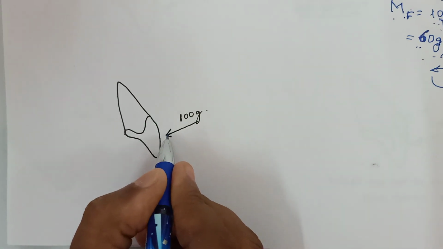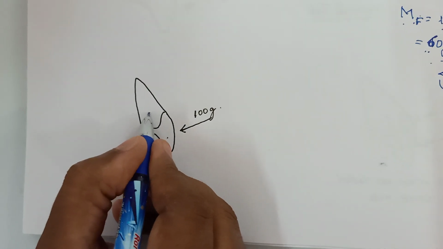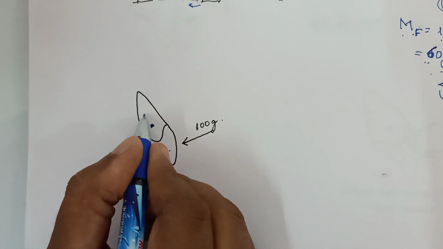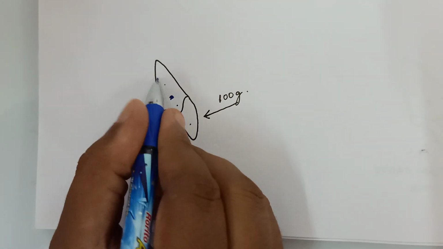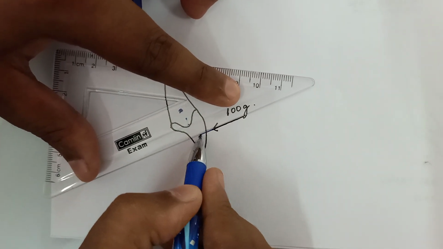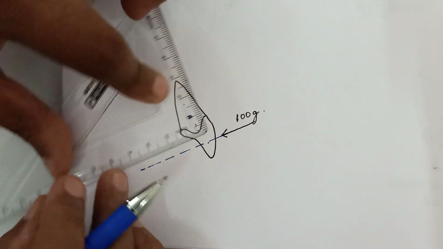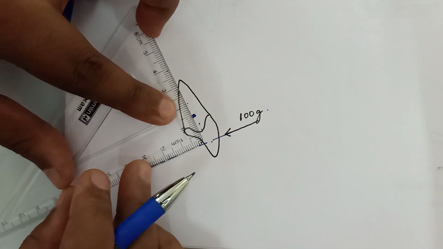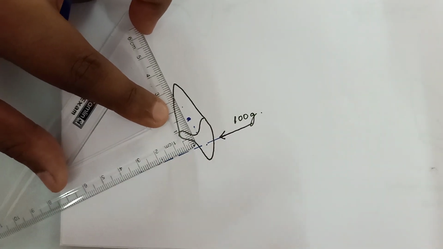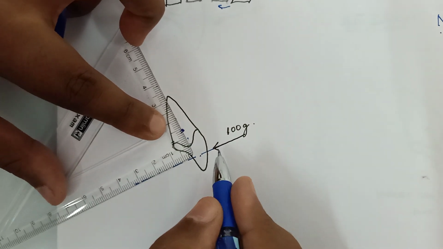Now suppose I am applying a force of 100 grams on the tooth, and we know the center of resistance of the tooth is here, at the junction of the middle third and cervical third of the root. What you have to do first is extend the line of action of the force, then use a set square. This is possible only in theory. In the clinic don't try all this; you cannot calculate like this in the clinic. This is for your research and all that.